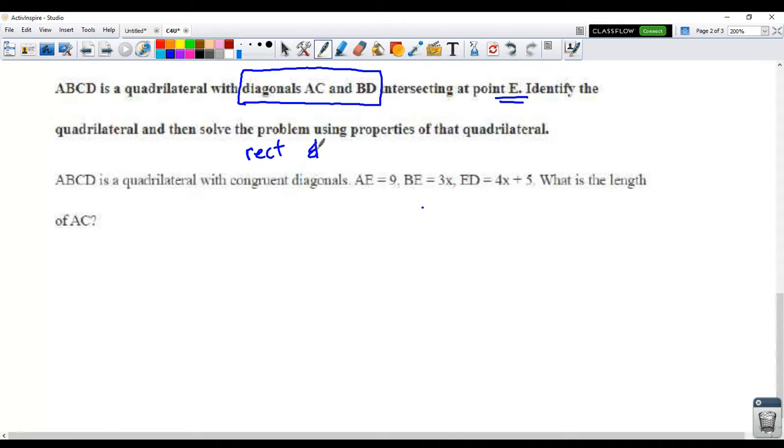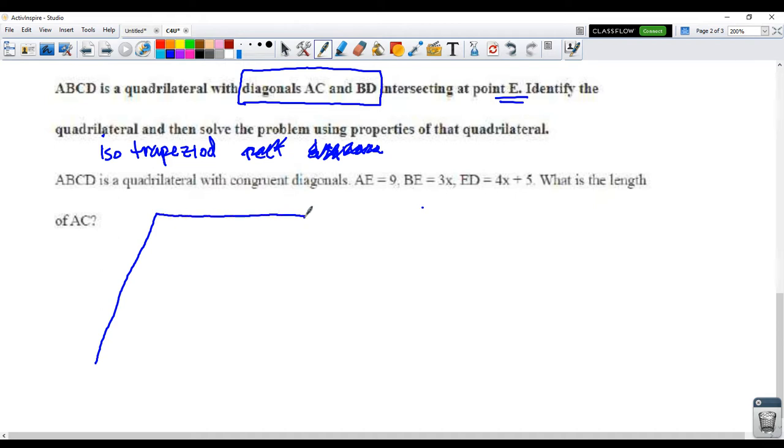Rectangles have congruent diagonals, squares have congruent diagonals, and isosceles trapezoids are the three quadrilaterals that have congruent diagonals. Well, these other two are parallelograms, and it doesn't tell us that it's a parallelogram. So the only thing that we're able to say is that it is an isosceles trapezoid. So let's draw our isosceles trapezoid on here, shall we?